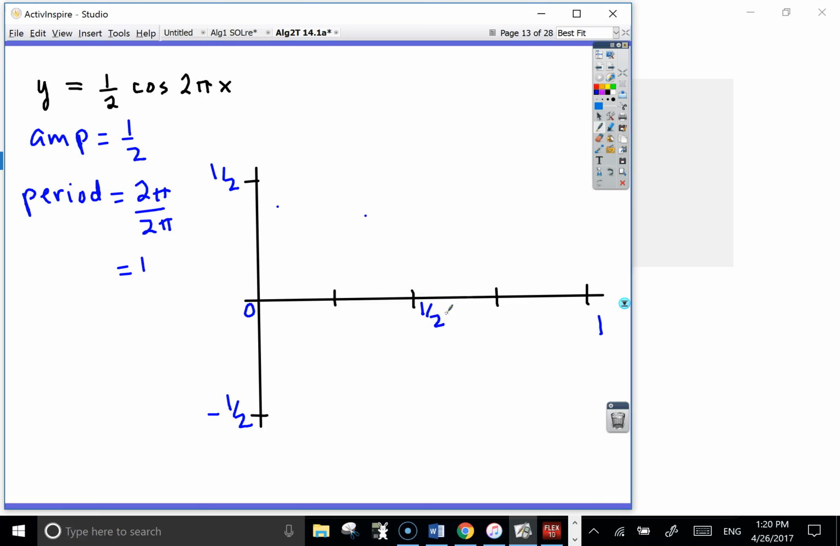So this is going to be 1/2. It's a cosine function. Where does the cosine start? It starts at its maximum. In this case, the maximum is going to be 1/2, the amplitude. Then back to 0, to its minimum of -1/2, back to 0, and all the way up to 1/2.